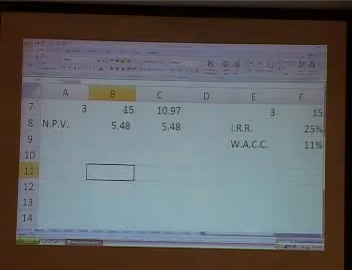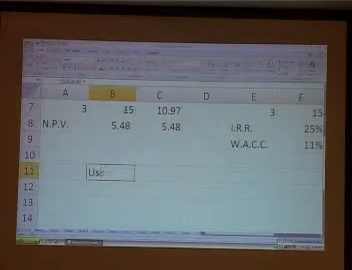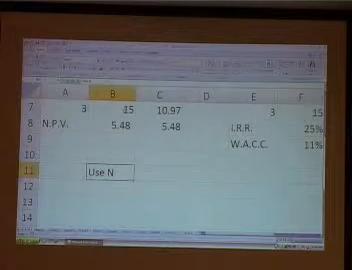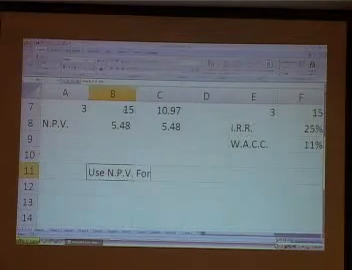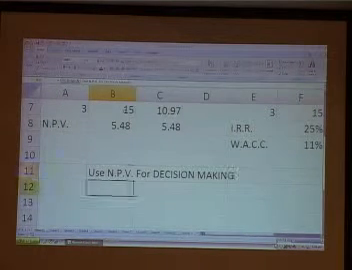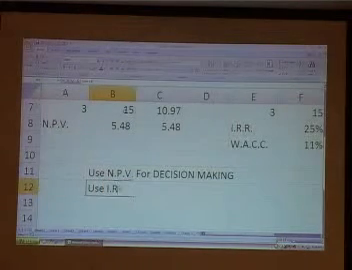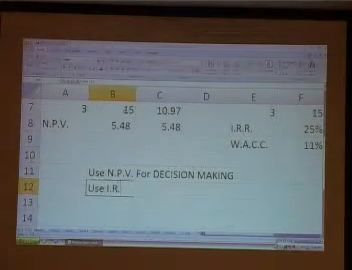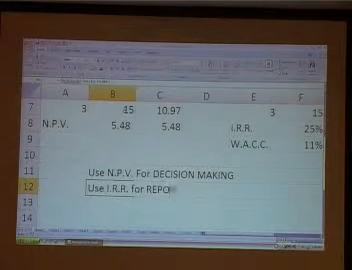If there is a take home that I want you all to take in this session, it is these 2 lines, dear friends. Use NPV for decision making. Use IRR for reporting.